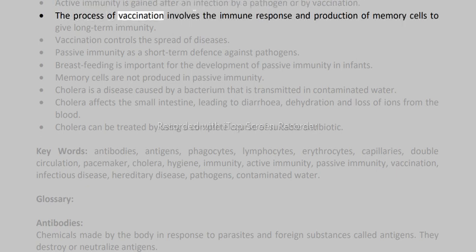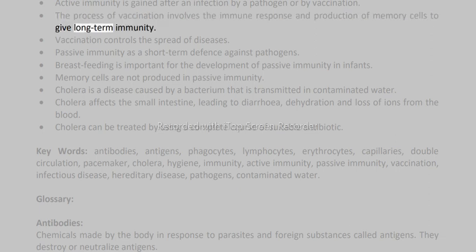The process of vaccination involves the immune response and production of memory cells to give long-term immunity. Vaccination controls the spread of diseases. Passive immunity is a short-term defense against pathogens. Breastfeeding is important for the development of passive immunity in infants. Memory cells are not produced in passive immunity.